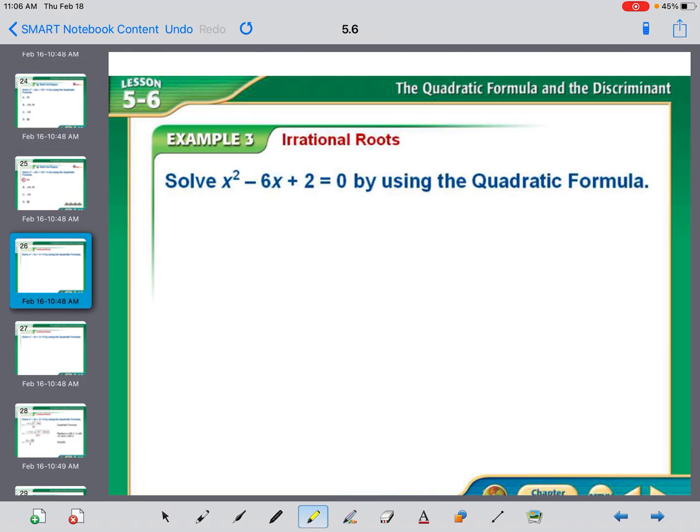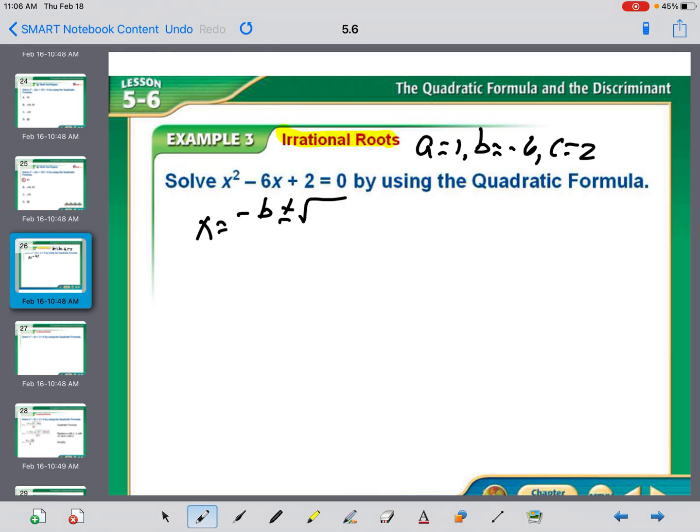Same kind of thing there. I don't want to worry you out with this, but let's look at this one, which is irrational roots. So I'll put these up here out of the way. A is 1, B is negative 6, C is 2. So I'll write the formula. Just write the formula. Don't be lazy. Practice writing the formula.